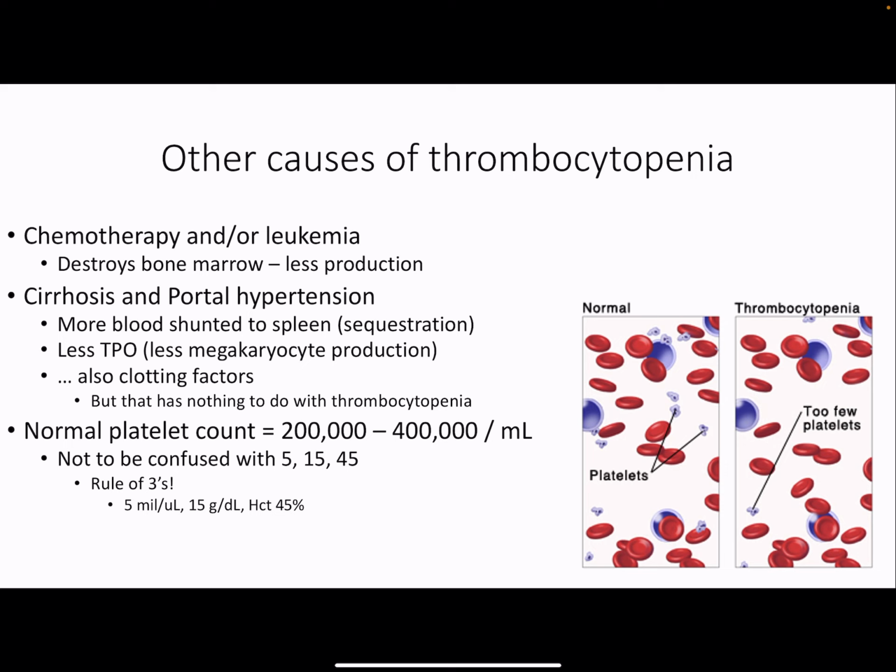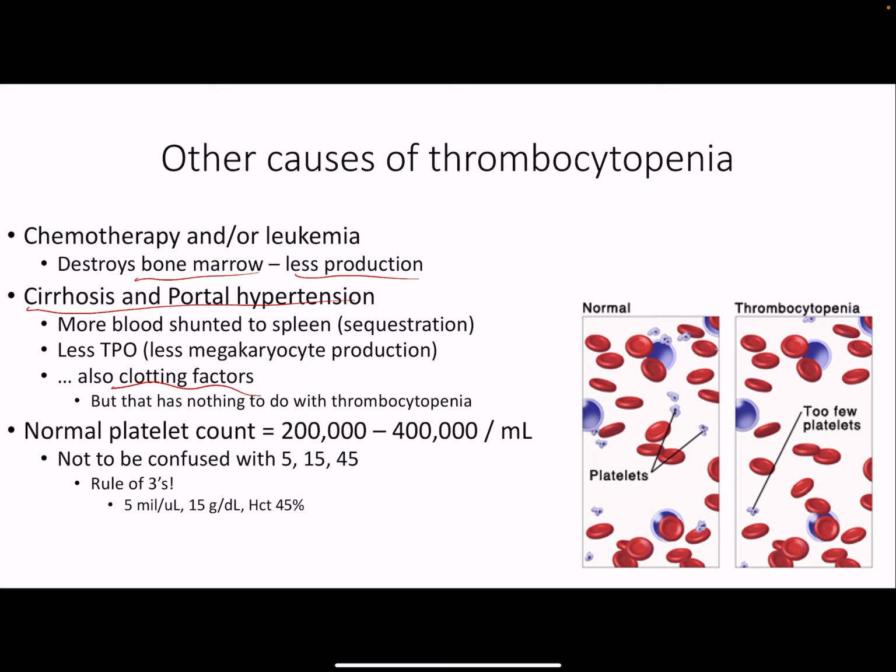Other causes: chemotherapy and leukemia can destroy the bone marrow, which means we have fewer megakaryocytes and less platelet production. Cirrhosis and portal hypertension: remember, the liver generates all of the clotting factors except for factor 8, which is made in endothelial cells. And so the clotting is going to go down. Now, that's coagulation. Now, let's talk about the platelets.